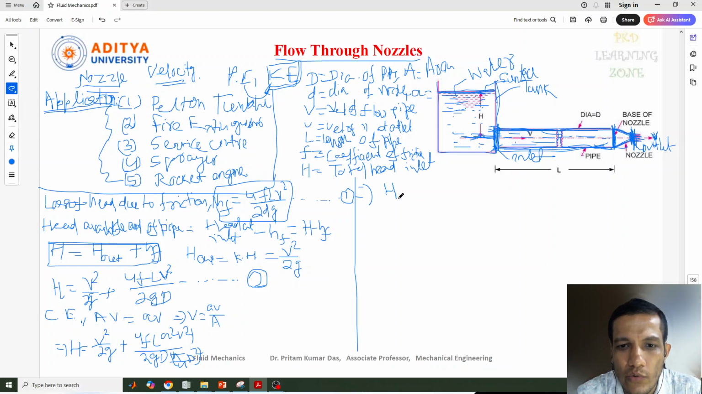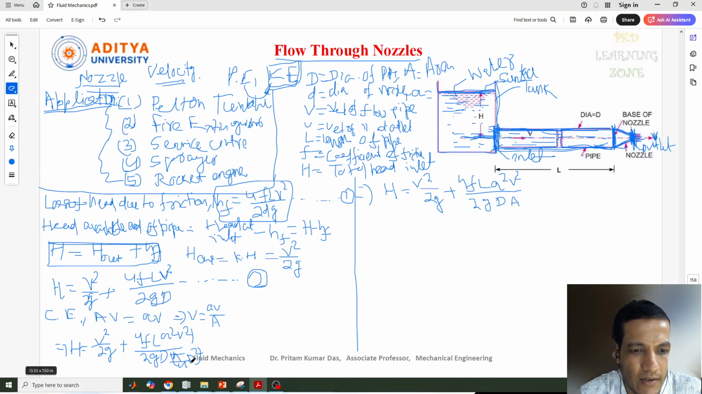So H equal to, let me write in this term, V square by 2G plus 4FL by A square, this is V square by 2G dA. Okay, 2G dA. Yeah. So now here let's take common this V square by 2G. Let's see here. This is V square is there, 2G is there. So let's take common this V square by 2G.